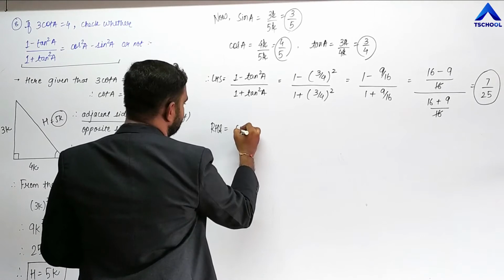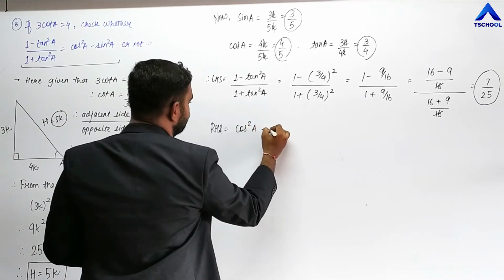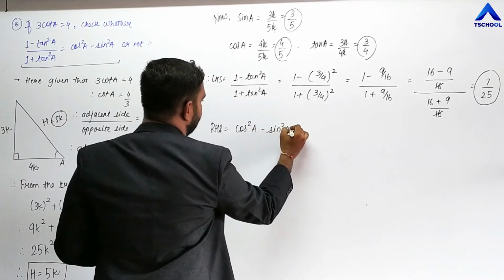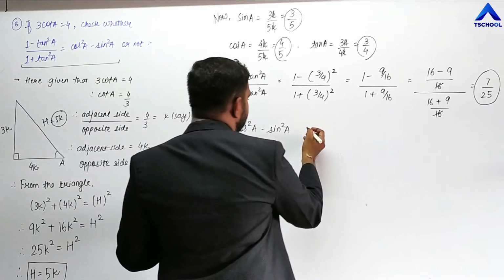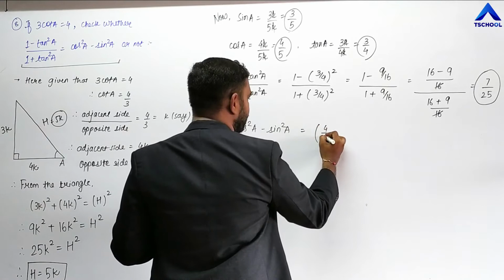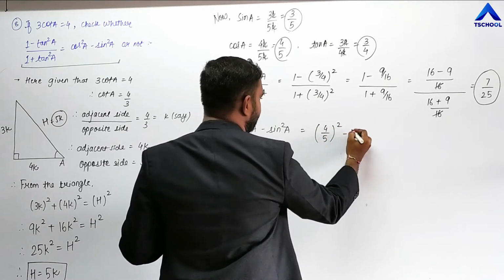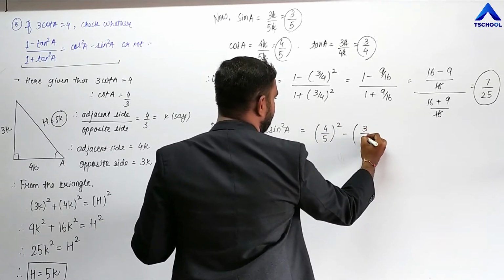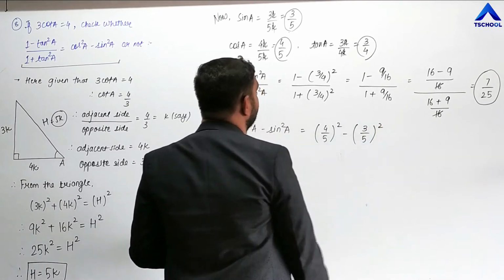RHS, that is equal to cos square A minus sin square A. So cos square A, what is cos A, friends? 4 upon 5. 4 upon 5 whole square minus 3 upon 5 whole square.